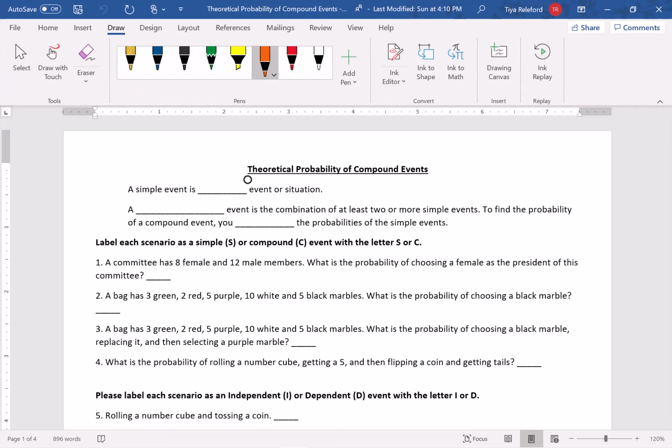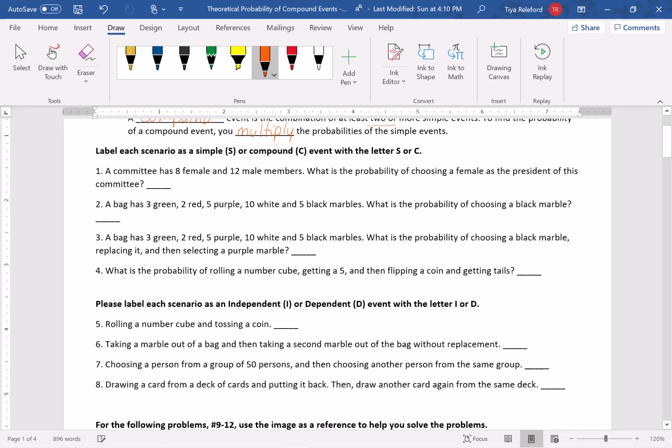A simple event is one event or situation. A compound event is a combination of at least two or more simple events. To find the probability of a compound event, you multiply the probability of these simple events. Never, ever add.